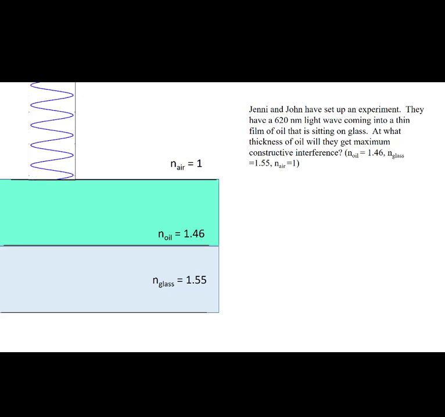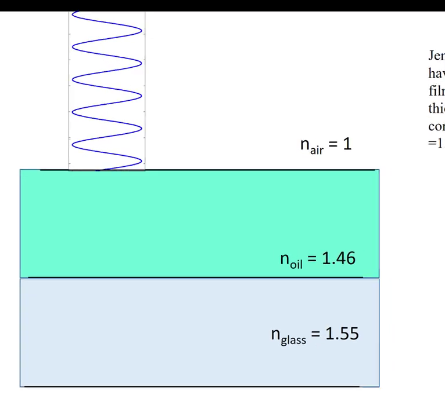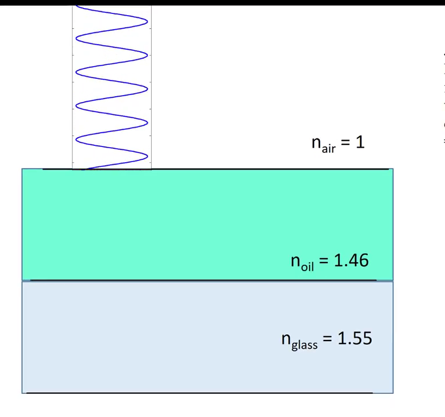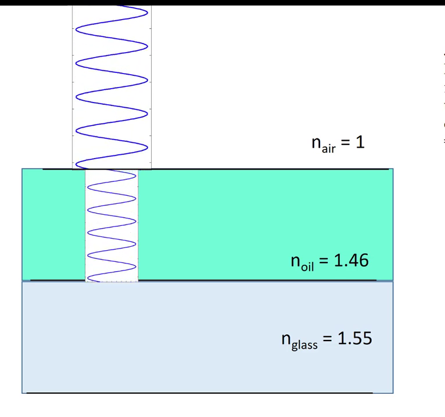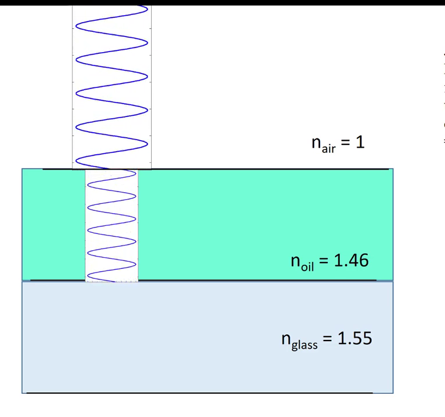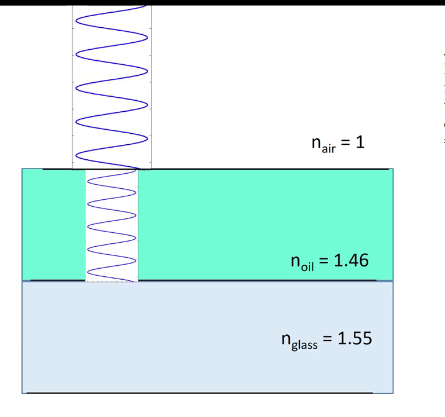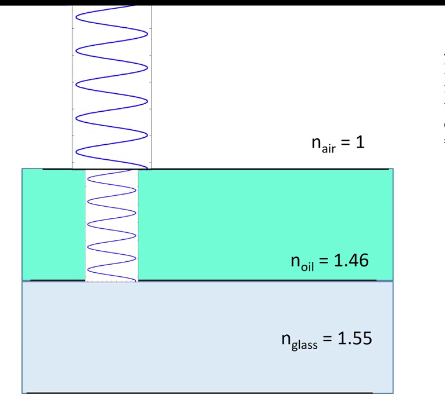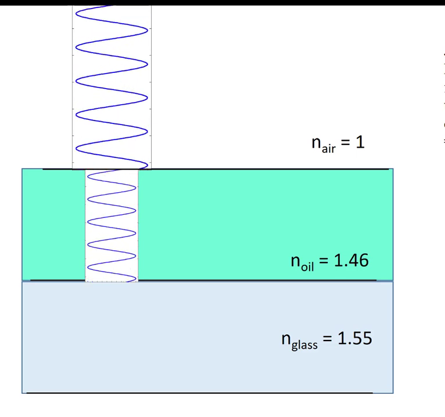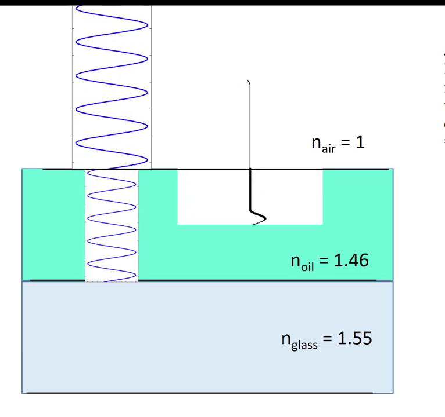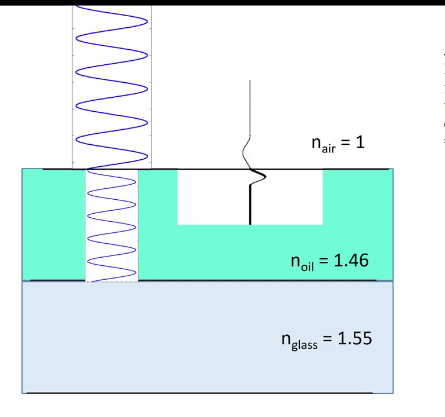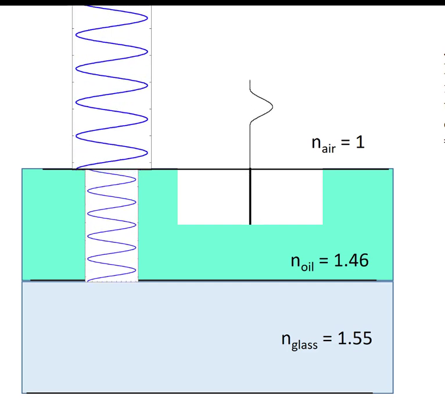First of all, that transmitted wave, so part of this light wave coming in is going to go into the oil, and that transmitted light wave is not going to have a phase shift. It's going to be in phase. But part of the light is going to be reflected. And when you're reflecting from the air-oil boundary, you're going from a less dense to a more dense medium, and that reflection is going to have a phase shift. It's going to be half a wavelength out of phase.